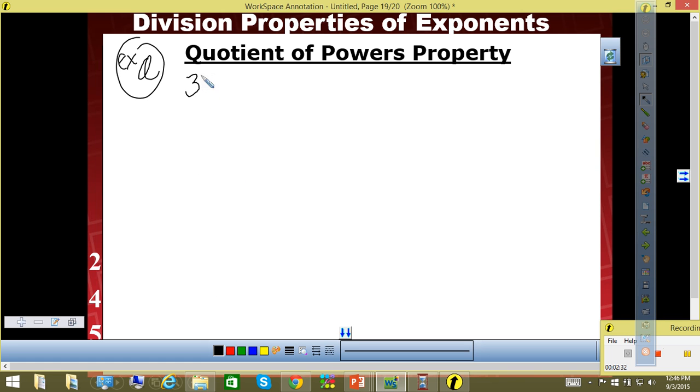3 to the 6th power over 3 to the 4th power. Underneath that, x to the 10th power over x to the 7th power. Underneath that, x to the 5th power over y to the 4th power.